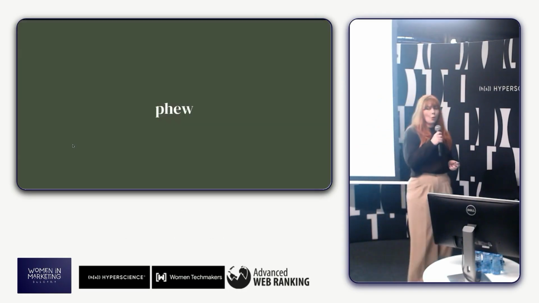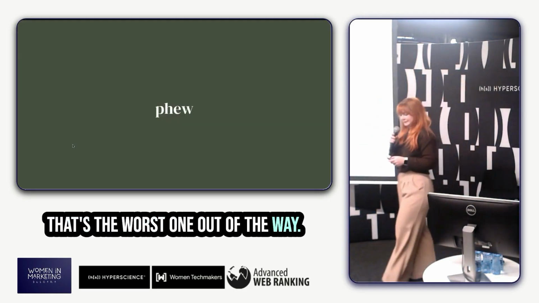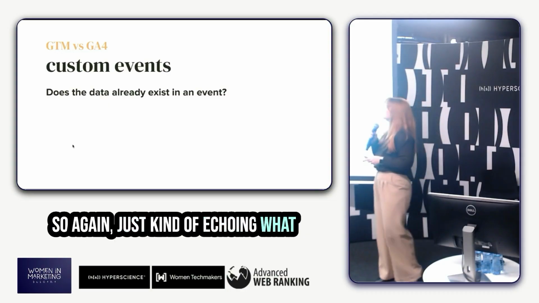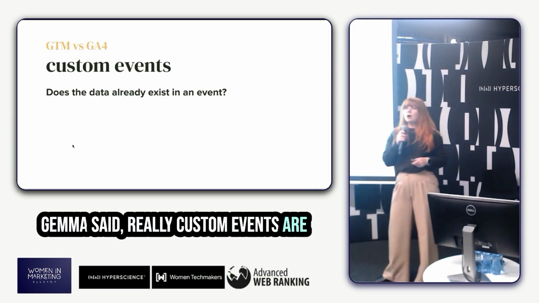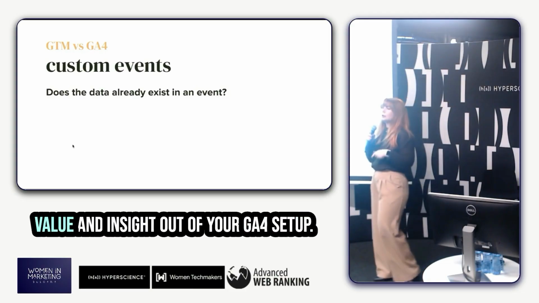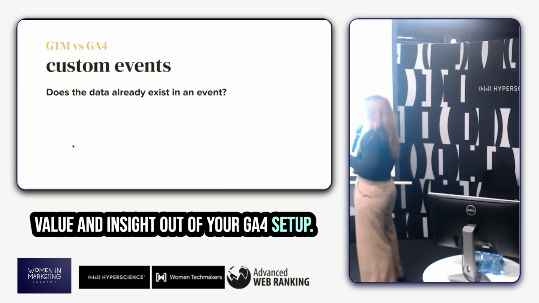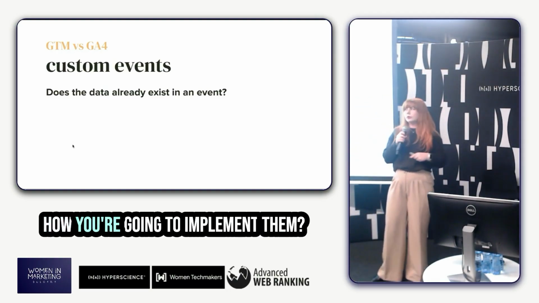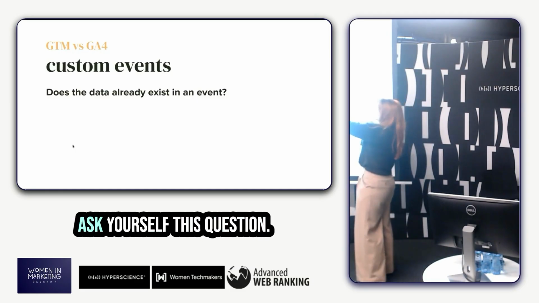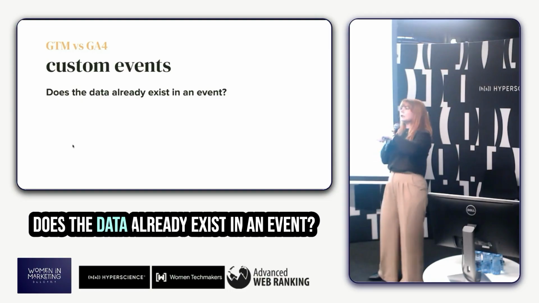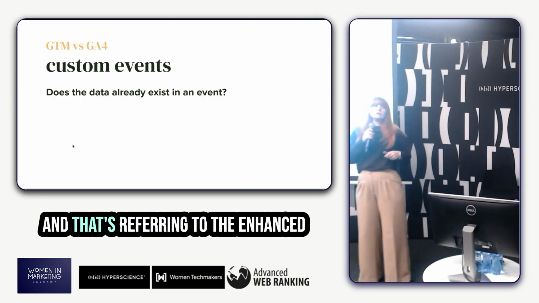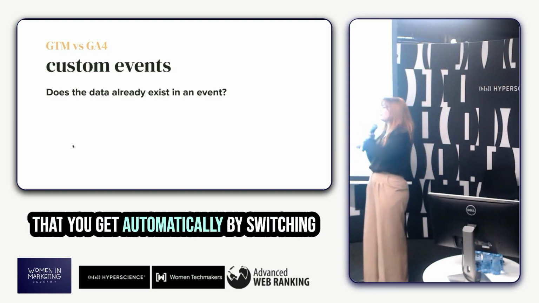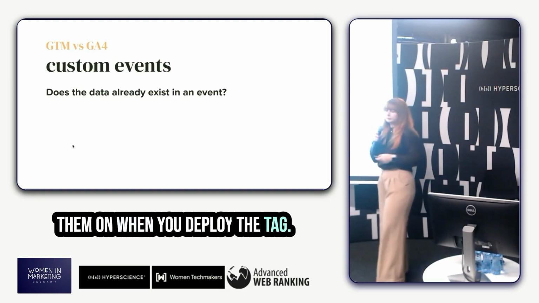Okay. Whew. That's the worst one out of the way. So, custom events. Again, just echoing what Gemma said, custom events are incredibly important to really gain the value and insight out of your GA4 setup. But how do you think about how you're going to implement them? Well, first of all, you need to ask yourself this question: does the data already exist in an event? That's referring to the enhanced events that Gemma was talking about that you get automatically by switching them on when you deploy the tag.